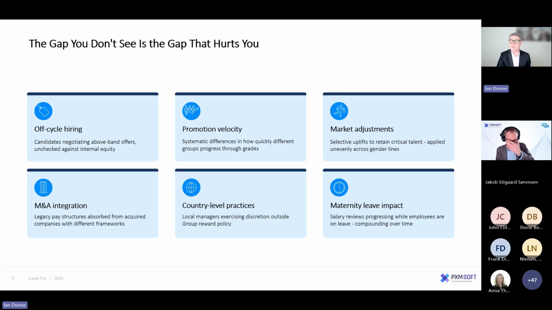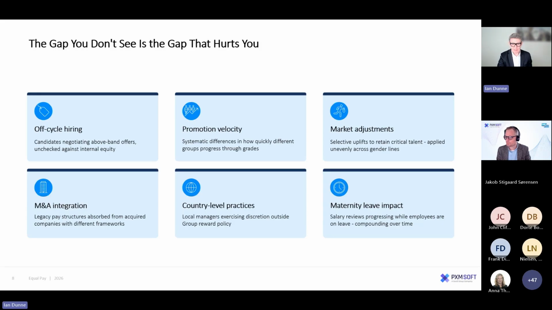So none of these decisions, if you look at this slide, were really made with discriminatory intent, but intent is not a legal defense under the new directive, right? The outcome really is what's reported, and the outcome triggers a joint pay assessment. So the gap you won't see is the gap that hurts you. It's the one that you cannot manage. It's really the one that you need to look at and measure. Okay.